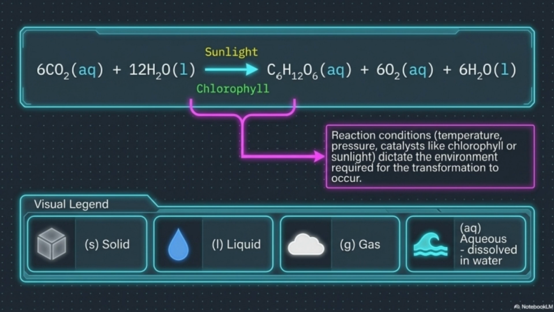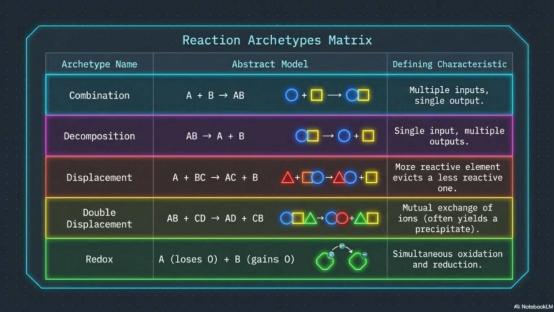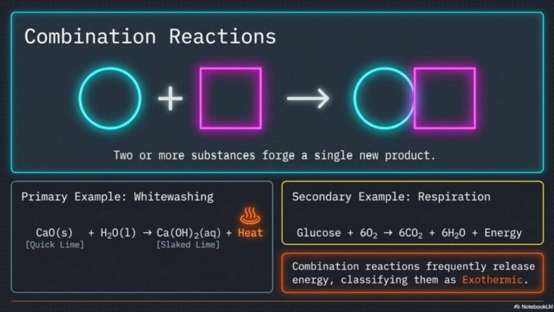Chemical reactions generally fall into a few predictable patterns, or archetypes. We have combination, decomposition, displacement, double displacement, and redox reactions. Let's explore each of these beautiful blueprints one by one. First up, combination reactions. This is where 2 or more substances forge a single new product. Think of whitewashing, where quicklime reacts vigorously with water to form slaked lime, releasing intense heat. Because they release energy, combination reactions are frequently classified as exothermic.